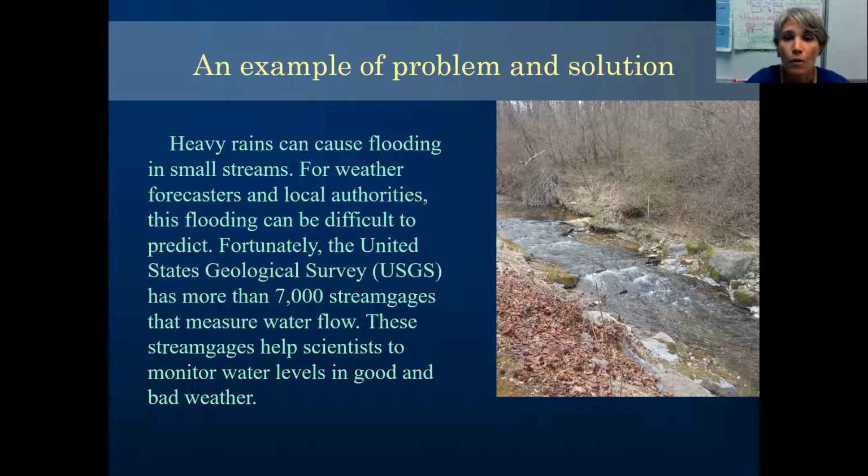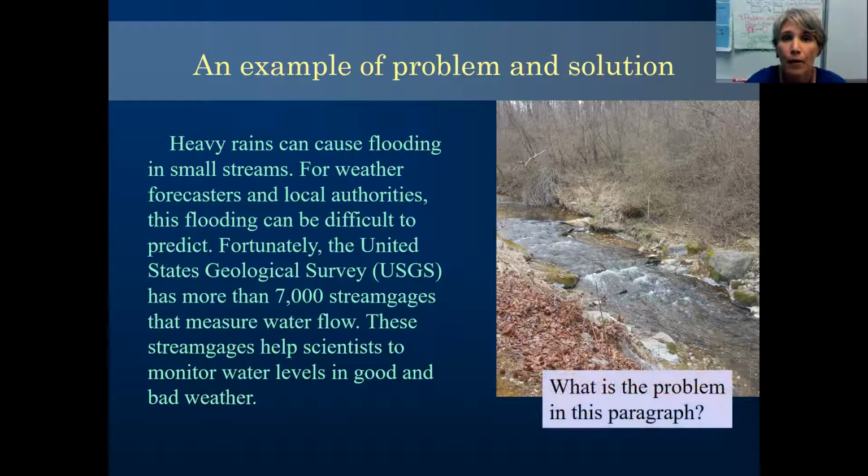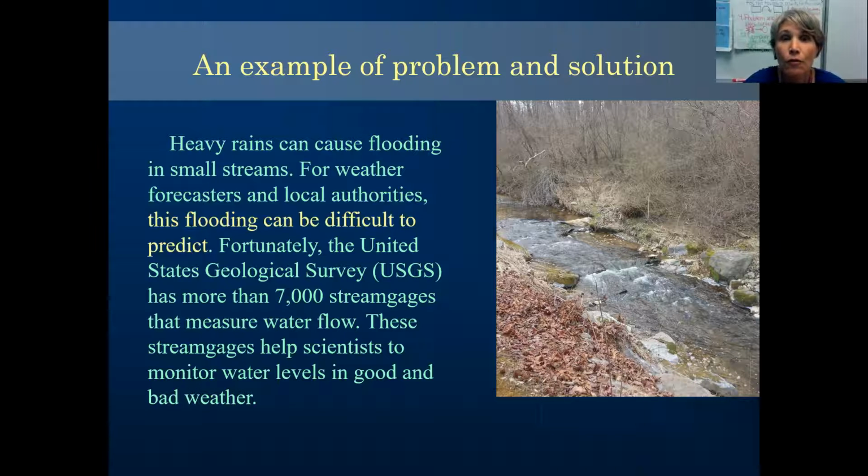All right. So what is the problem in this paragraph? If you said the flooding can be difficult to predict, you are correct. Now, it's very interesting because sometimes problem and solution can sound a little bit like cause and effect, because I see a cause here, heavy rains, and I see an effect, causes flooding. Okay, but that's not what it is. And our key words here, the flooding can be difficult. There's a problem, something is difficult to predict.